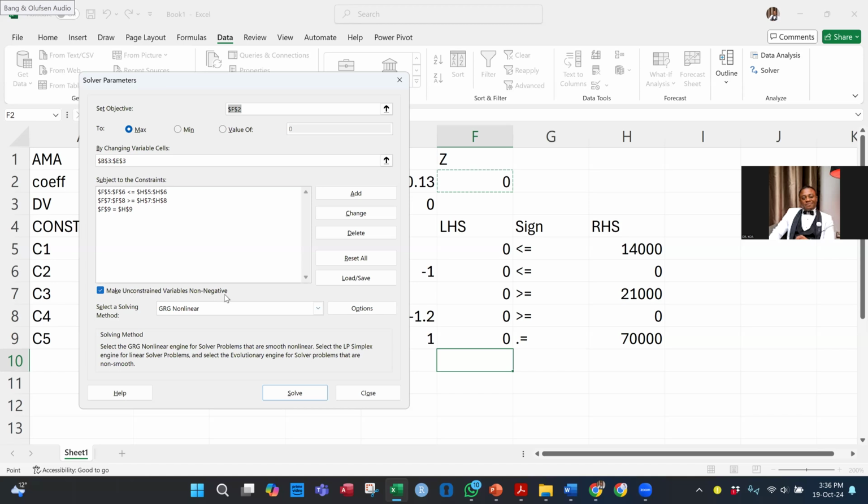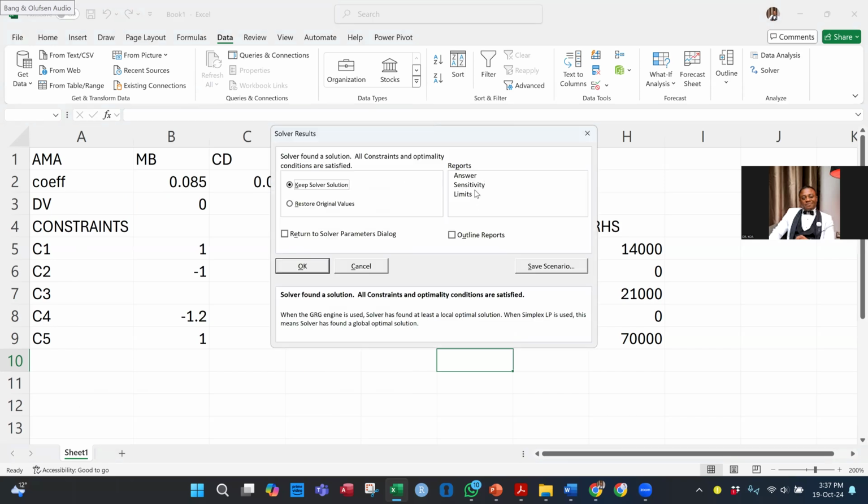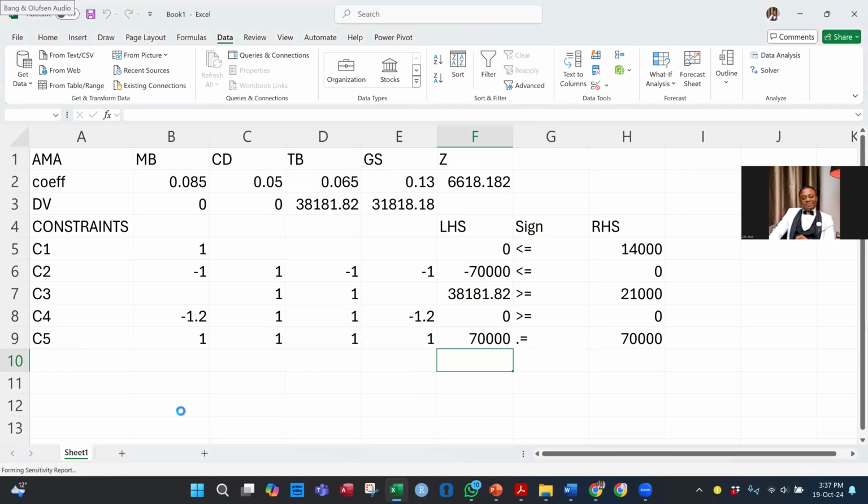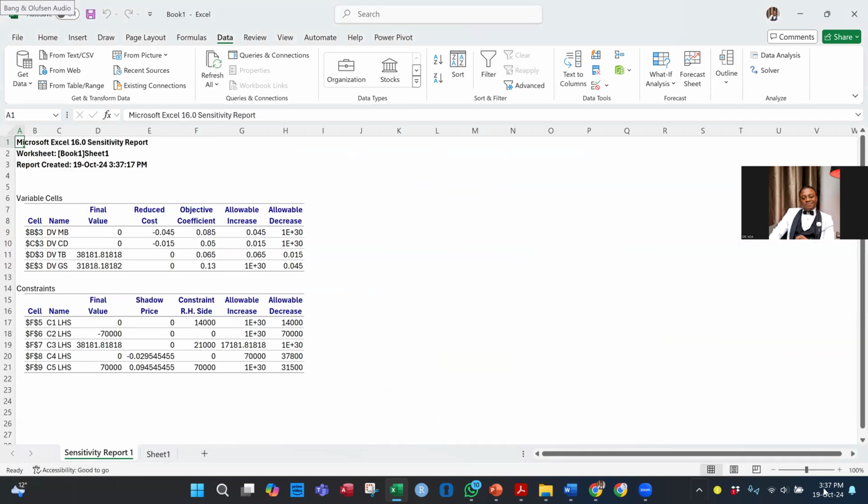Make unconstrained variables non-negative is a non-negativity constraint. Choose the simplex algorithm and move on. I told you, go over this if you want to run it. If you look at the assignment I've given you, you have to go through all of this by yourself. Go over it, run it, and solve it by yourself. Anyway, we're about to click solve, then choose sensitivity and click OK. Restore original values, and click OK. The new sensitivity report has just been created.